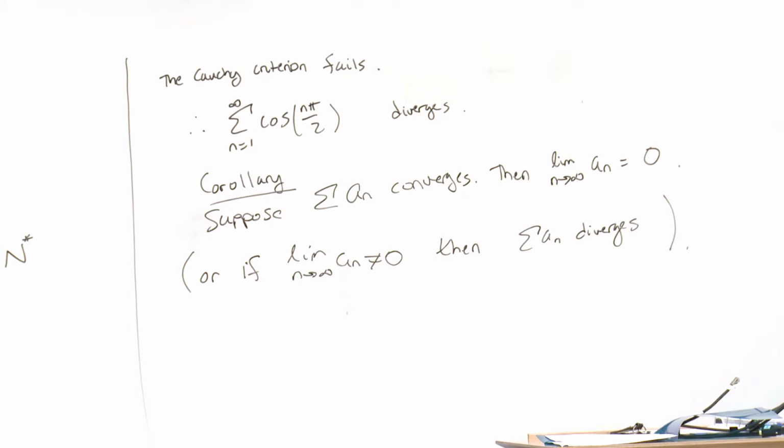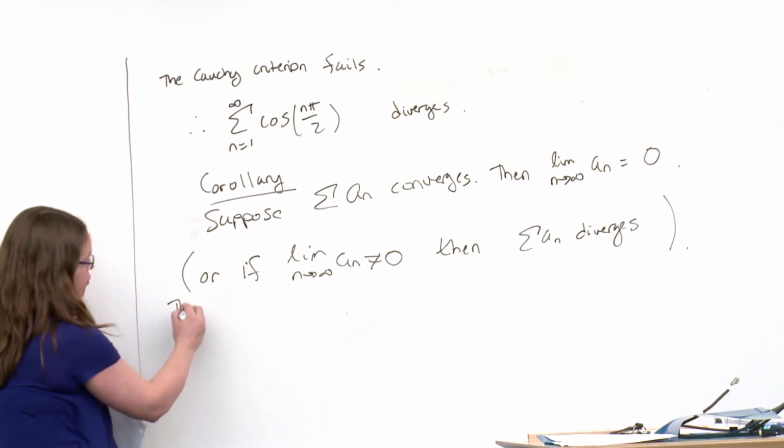Okay, so this is a test for divergence. I give you a series, and you look at the terms in here and say, wait a minute, but this doesn't converge to 0 as n goes to infinity. Then you're done. You know you have a divergent series. Okay, so this we can use as a test for divergence.